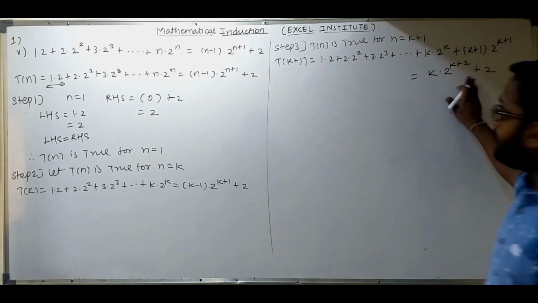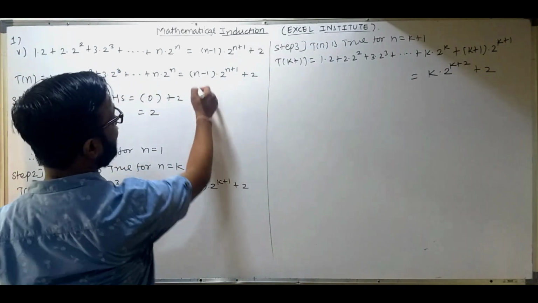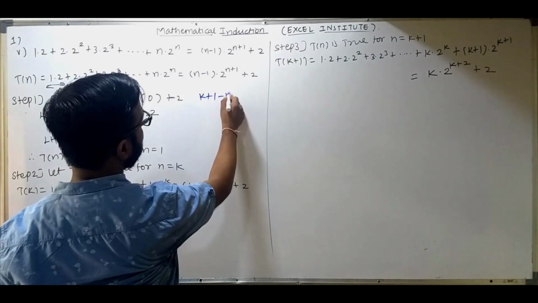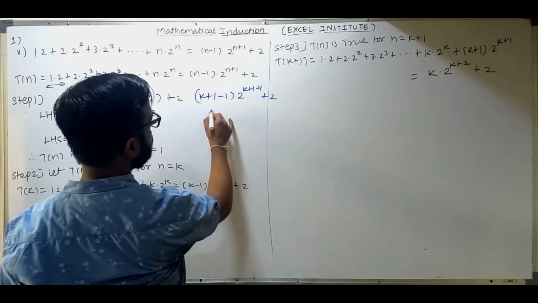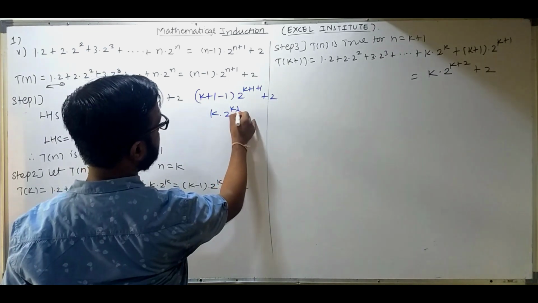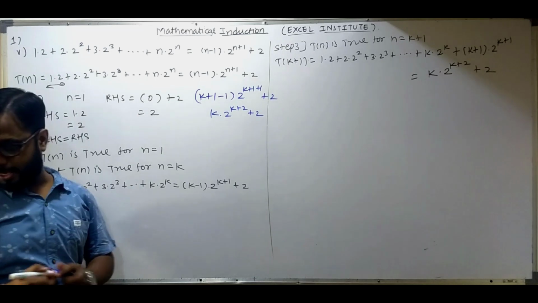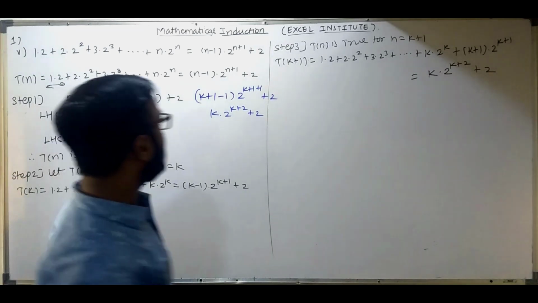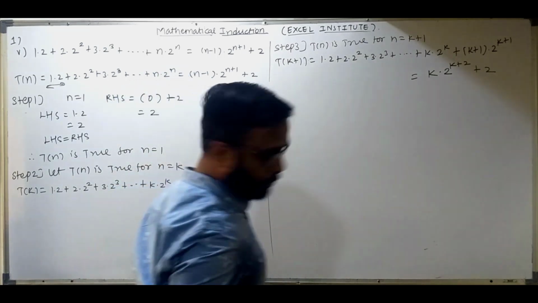Understood this part? This part you understood, beta. What we are doing basically is replacing N by K plus 1. So K plus 1 minus 1, 2 raised to K plus 1 plus 1, plus 2. So this is K into 2 raised to K plus 2, plus 2. Understood this? Yeah, by replacing N by K plus 1. Now beta, we want to prove this with the help of step 2.